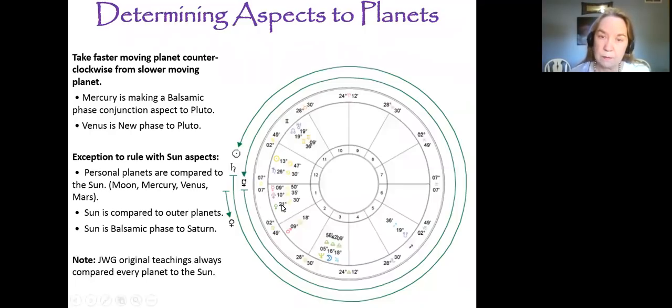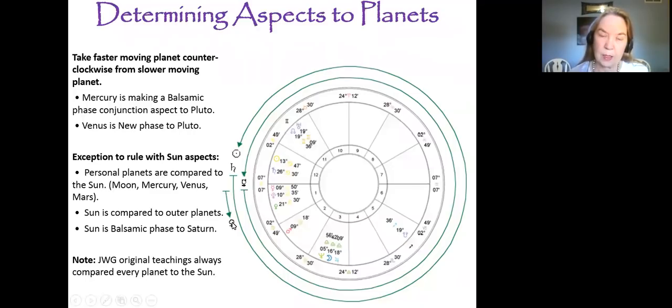Let's look at Venus and Pluto. Pluto, again, is going to be the slower moving planet. Here we are extrapolating it out to this green line. We only have to go about 11 degrees to get to Venus.